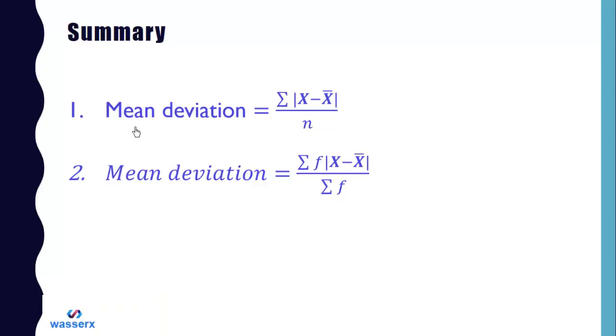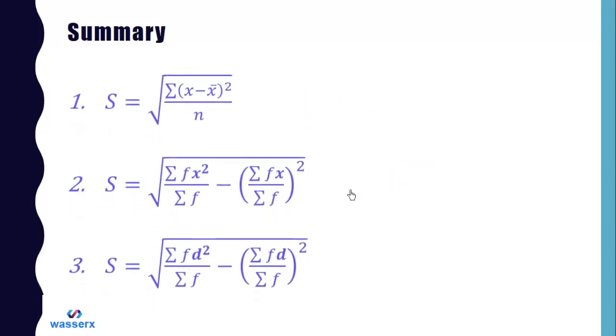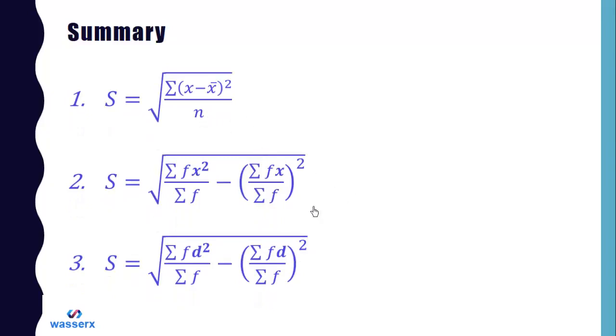Remember that to calculate the mean deviation for raw data, you use this formula. Then for data with frequency, or in a frequency distribution table, you use this formula. Then the standard deviation can also be calculated using these three formulae. The first one is for raw data, this one is for the frequency distribution, and this one too is for the frequency distribution, but here we are using the deviation about the mean.